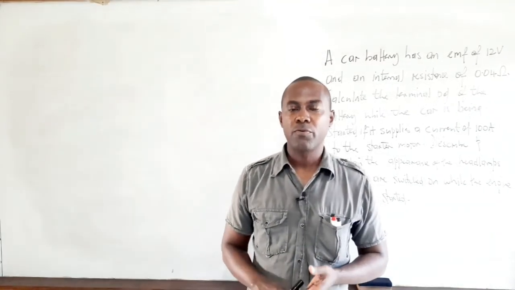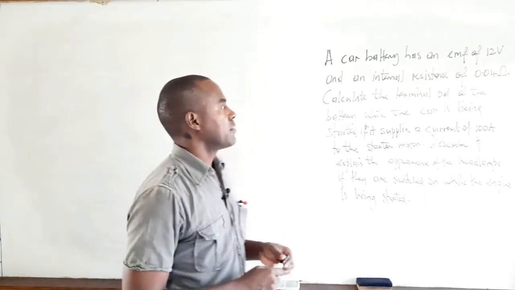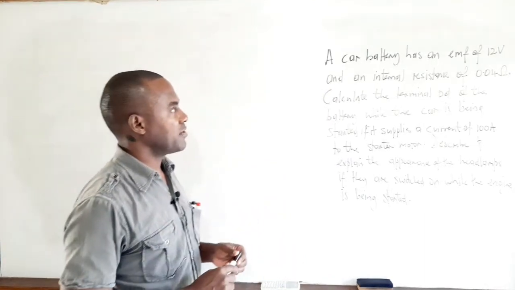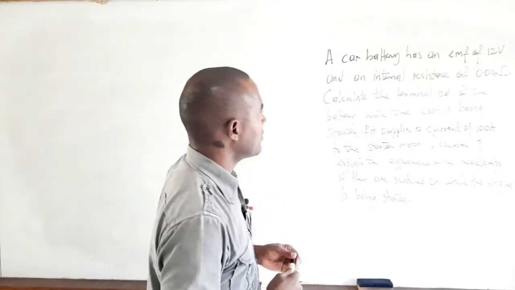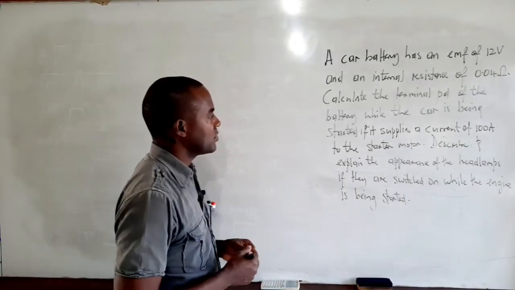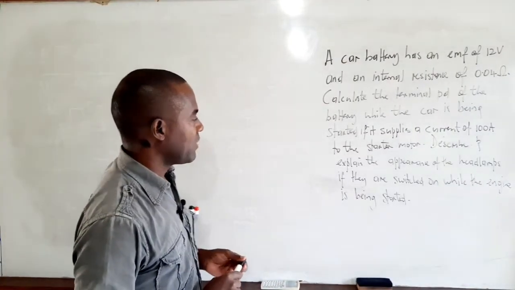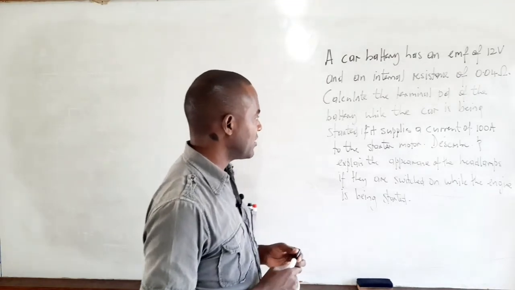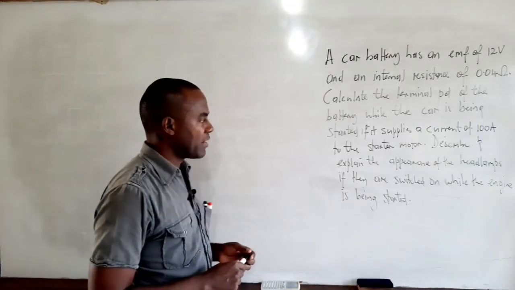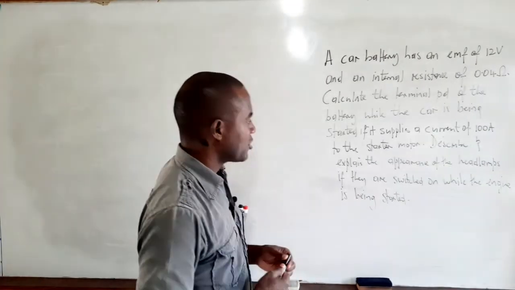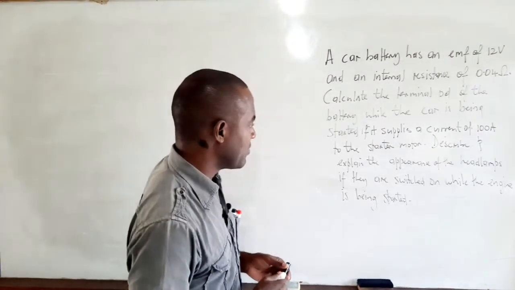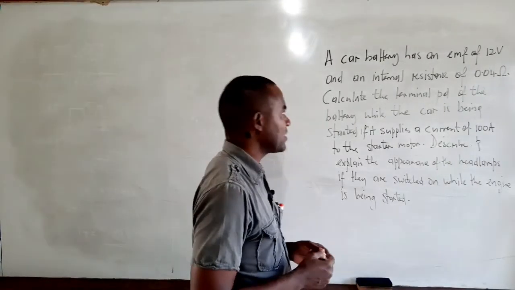So we look at another question. This question says a car battery has an EMF of 12 volts and an internal resistance of 0.04 ohms. Calculate the terminal PD of the battery while the car is being started if it supplies a current of 100 amperes to the starter motor. Describe and explain the appearance of the headlamps if they are switched on while the engine is being started.